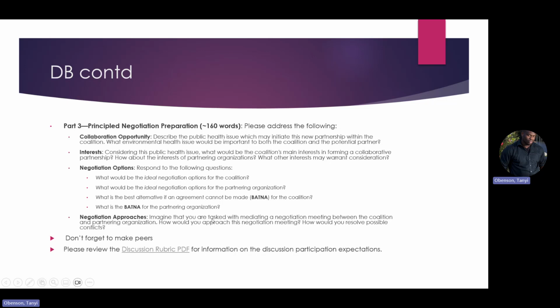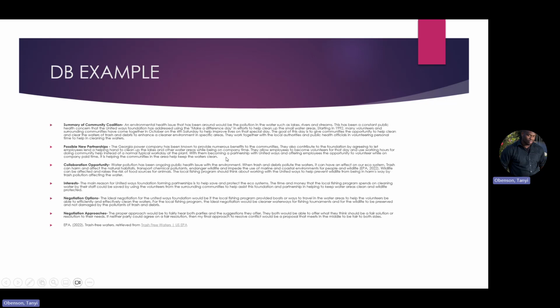Negotiation approaches. Imagine that you are tasked with mediating a negotiation meeting between the coalition and partnership organization. How would you approach this negotiation meeting, and how would you resolve possible conflicts? So don't forget to post a peer response, 2 peer responses, and also make sure you post your initial response before the due date. And this is just an example of what your discussion board should look like.